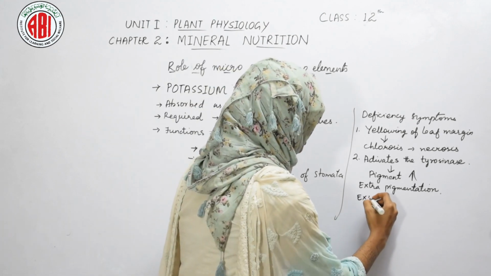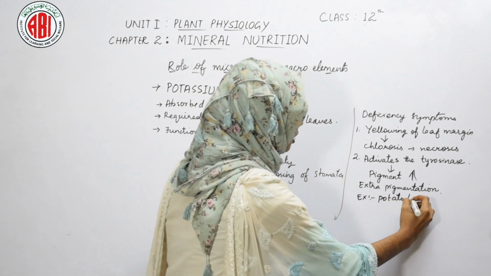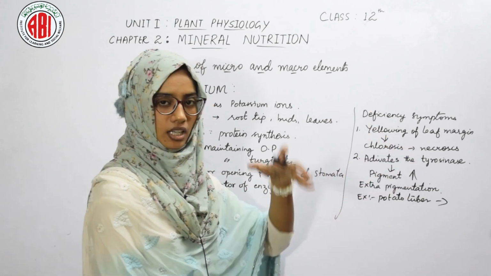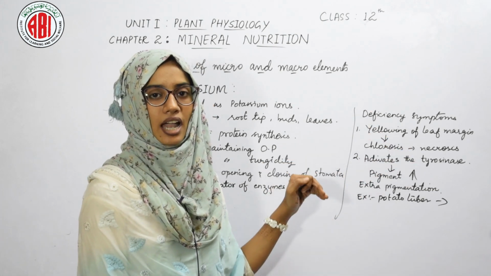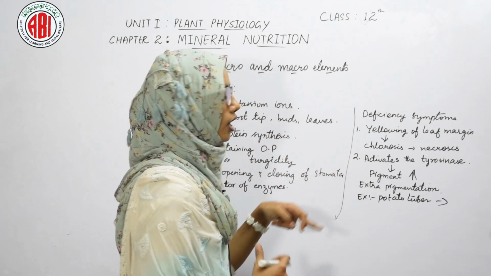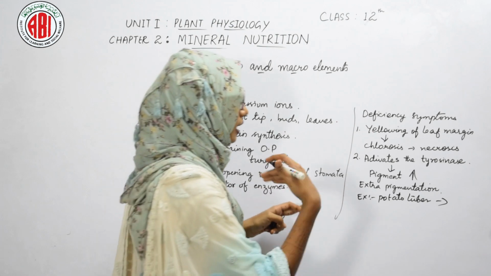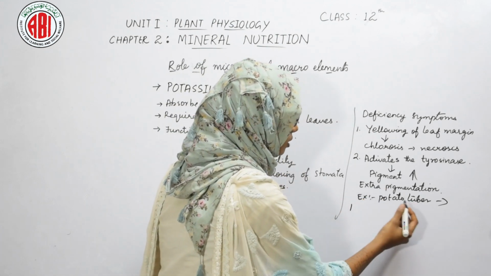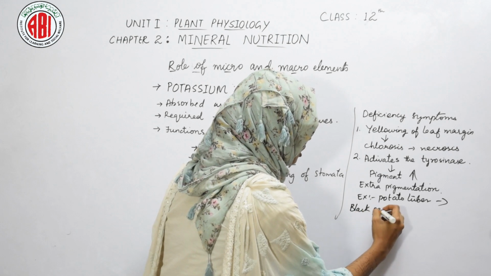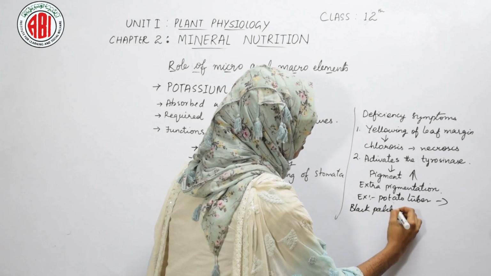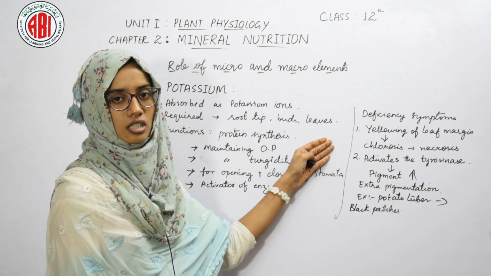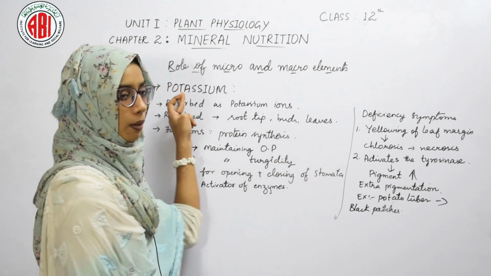For example, when we see potato tubers, the skin is of a light color. But when tyrosinase activity increases, the pigment production also increases, and in this condition, due to the extra pigmentation, some black patches can be seen on these potato tubers. So these are the functions and the deficiency symptoms of the element potassium.